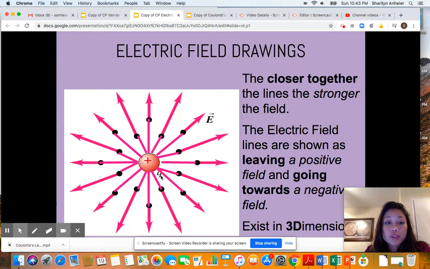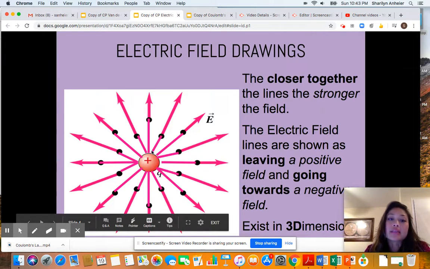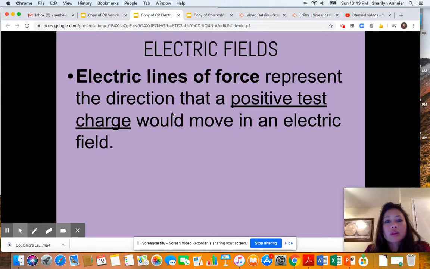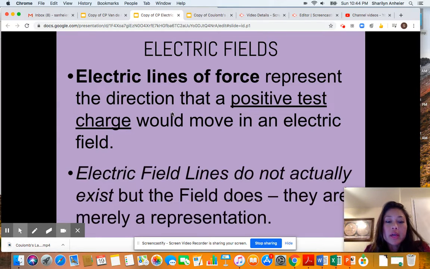The force from this field depends on the size of the charges and the distance between them, which is basically Coulomb's law. So electric fields are electric lines of force. They represent the direction that a positive test charge would move in an electric field. The electric field lines do not actually exist, but the field does, and the lines are merely representations of that field.